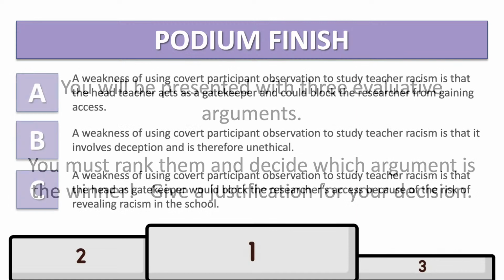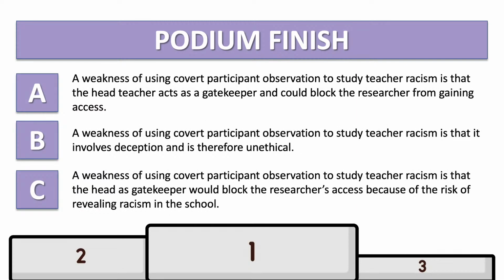Okay, so shall we have a look? We've got 3 responses about a weakness of using covert participant observation to study teacher racism. So that's our method and topic. A: the head teacher acts as a gatekeeper and could block the researcher from gaining access. B: it involves deception and is therefore unethical. And C: the head, as gatekeeper, would block the researcher's access because of the risk of revealing racism in the school.